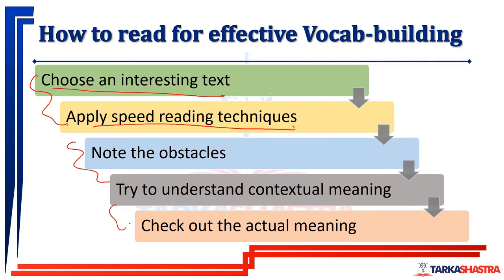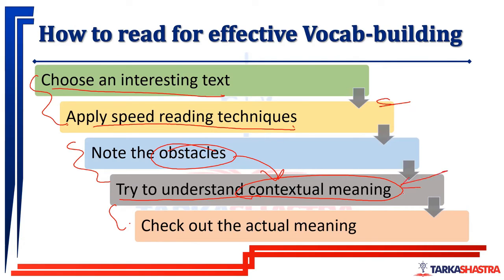When you're applying speed reading techniques, you tend to understand automatically when it comes to different words. But if you're facing any obstacle, it means that you probably don't know the word. Okay, so that is what happens here. Now try to understand the contextual meaning of the obstacles that you're facing, right? Try to understand what these words mean or how they are implemented within the framework of whatever you are reading.